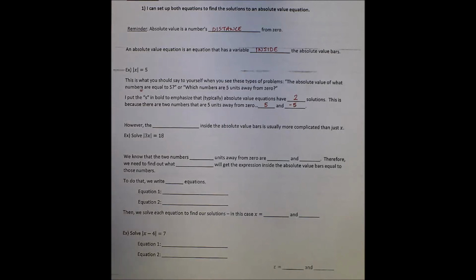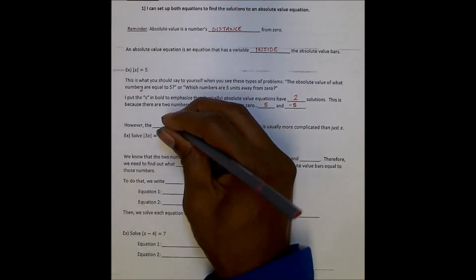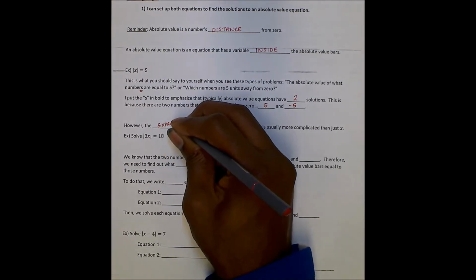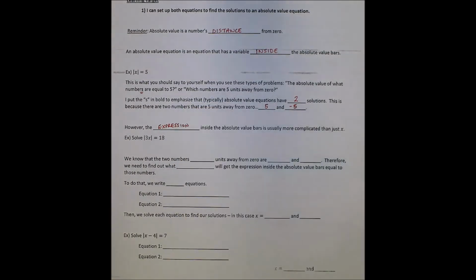Okay, however, the expression inside absolute value bars is usually a little bit more complicated than this. Okay, so it actually takes some algebra, more than just a little bit of thought and reasoning. So let's look at this equation. We're asked to solve the absolute value of 3x equals 18.